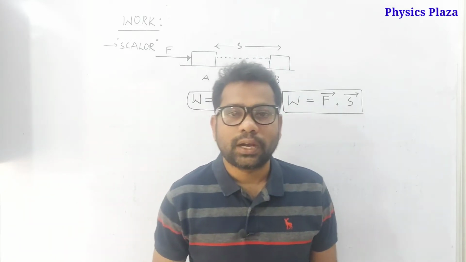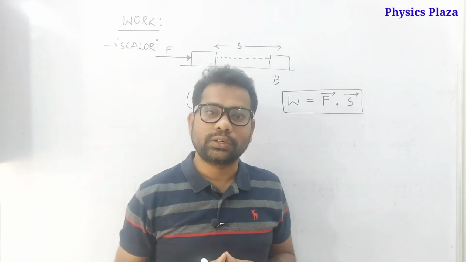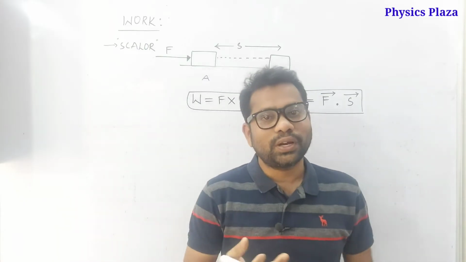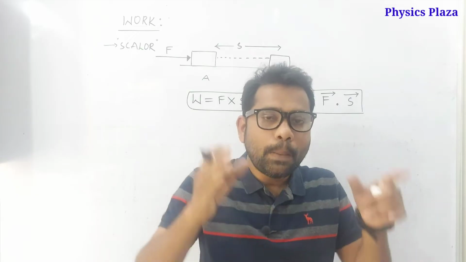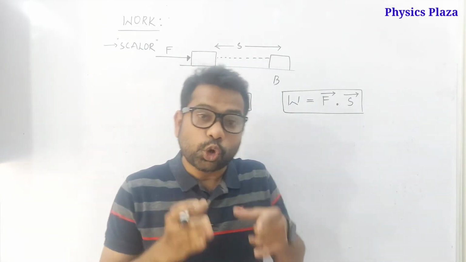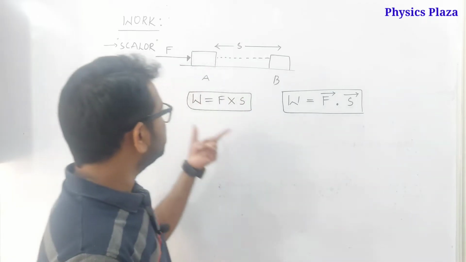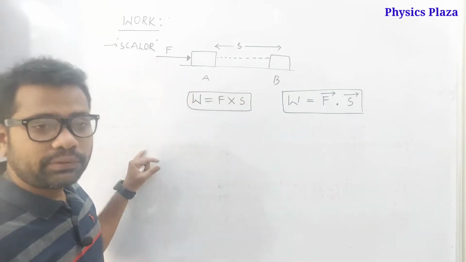You cannot say that I will do 10 joules of work in the east direction and 100 joules of work in the west direction. You can't say that. We only talk about magnitude. Okay, so this is how we can mathematically define work.